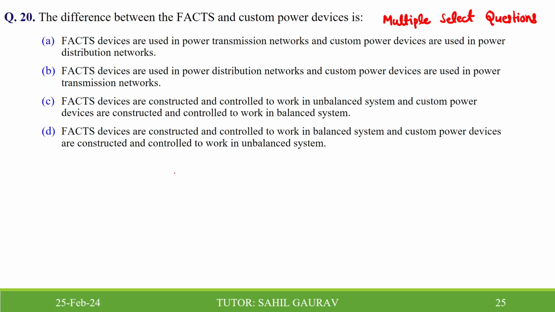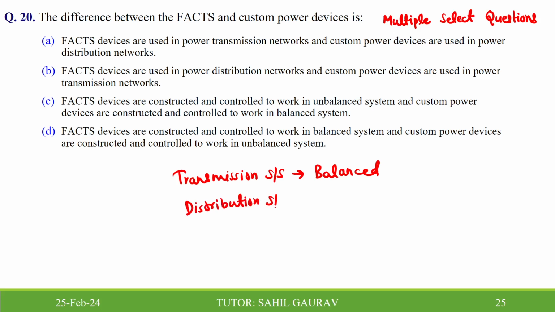One thing we just want to revise: we know that transmission systems are usually balanced in nature, while distribution systems are usually unbalanced in nature. So now tell me which of the following should be correct.